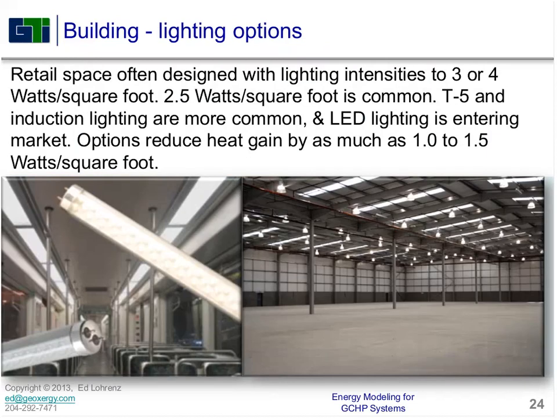Things like lighting options: retail stores, for example, will typically look at about 2.5 to 3.5, even up to 4 watts per square foot. LED lighting can reduce that down to as much as 1 or 1.5 watts per square foot. And if you're looking at, let's say, a 100,000 square foot building, you can knock 100 kilowatts, or about 300,000 BTUs, or about 25 tons or so, off the size of the equipment that you need for the building, and that's going to have a big impact on the size of the ground heat exchanger as well. So it's a big deal.